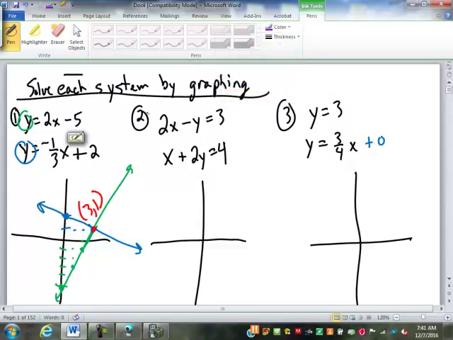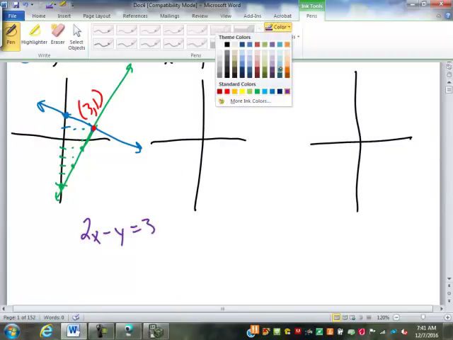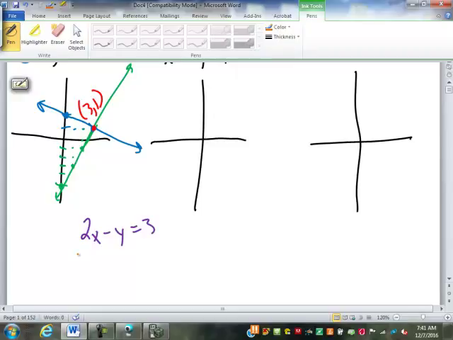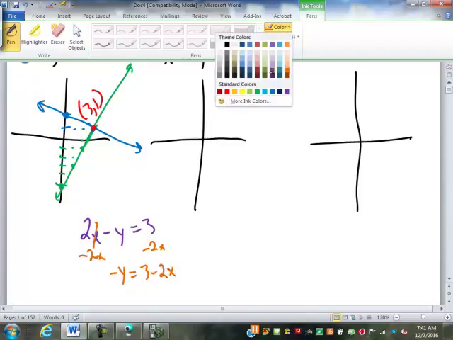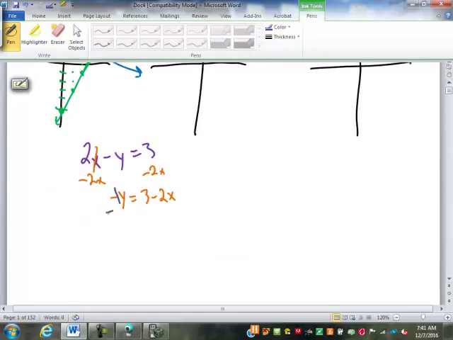How about over here, top equation? Got to do some rearranging, don't we? What do we have to do to it first? Subtract 2x. So we've got -y equals 3 minus 2x, and then divide by -1. Think of that as a -1y. So you divide by -1. Y equals -3 plus 2x.